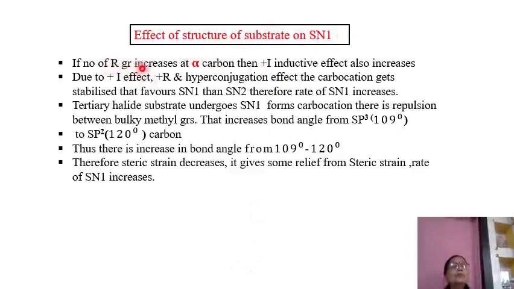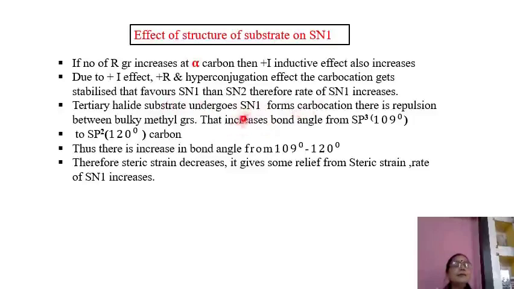If the R groups attached to that alpha carbon increase, then the plus I effect, the inductive effect, will also increase. Also, due to the plus I effect, plus resonance effect, that is an electron donating group attached to the benzene ring in such a substrate, or hyperconjugation, with more alpha hydrogens present in the substrate, due to all these effects, plus I, plus R, and hyperconjugation, the carbocation gets stabilized, and due to that it favors the SN1 mechanism over the SN2 mechanism. Therefore the rate of SN1 will be more in a tertiary substrate. A tertiary halide substrate undergoes SN1 and forms the carbocation.